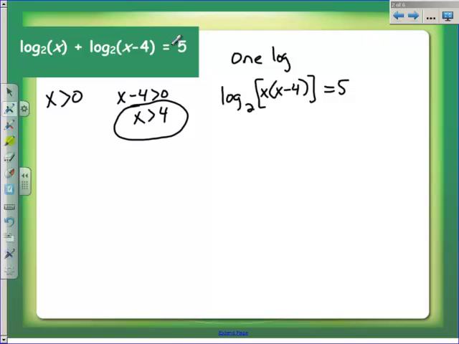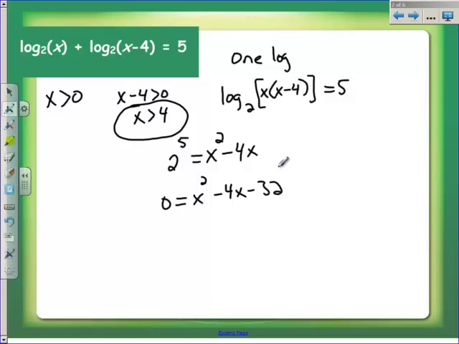Now what we're going to do is convert this into an exponential equation. So we are going to take the base of 2 and raise it to the exponent of 5, and we're going to say this equals x times x minus 4. And I'm going to go ahead and multiply that out. And here we get to an equation that's just a simple quadratic that maybe we can solve. So I'm going to get everything on one side of the equal sign, and I'll get x squared minus 4x, and then 2 to the 5th power, of course, is 32.